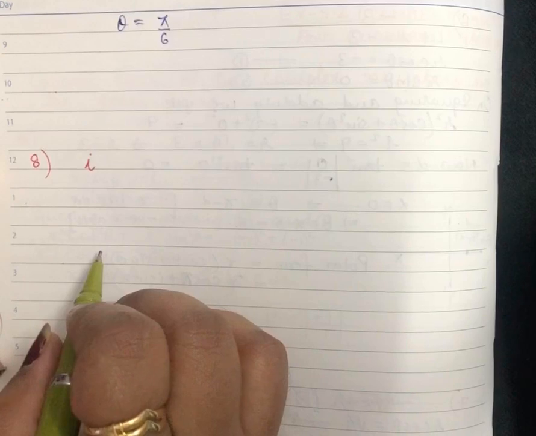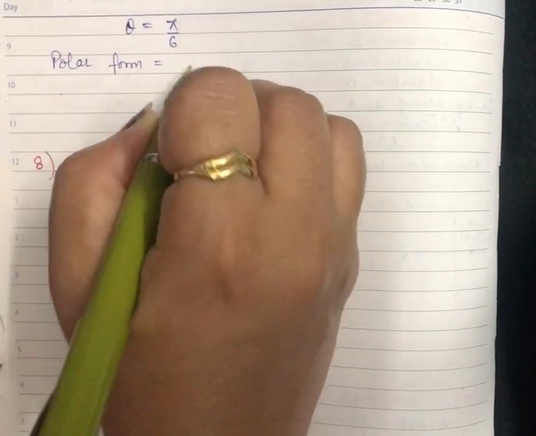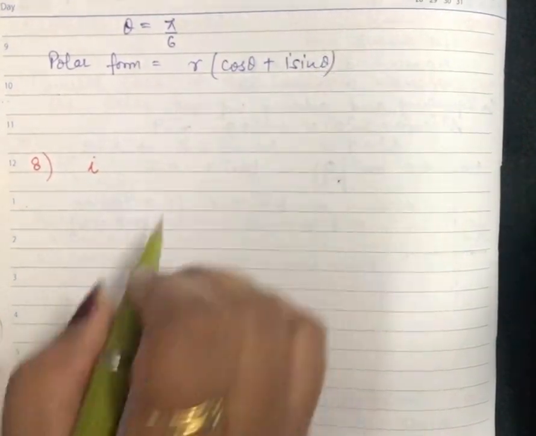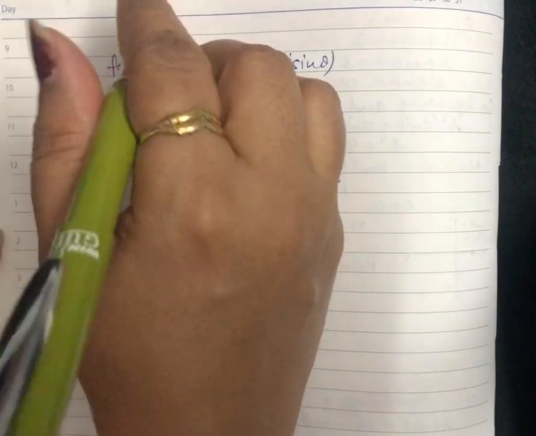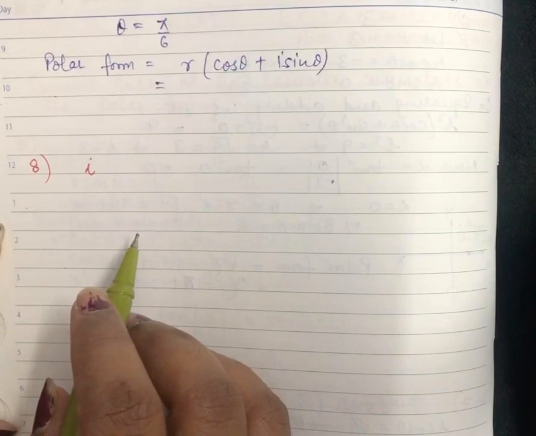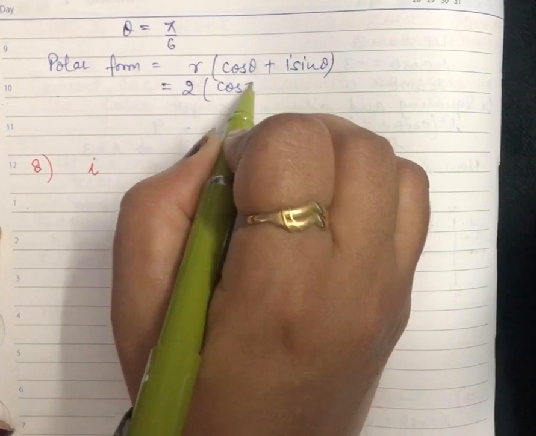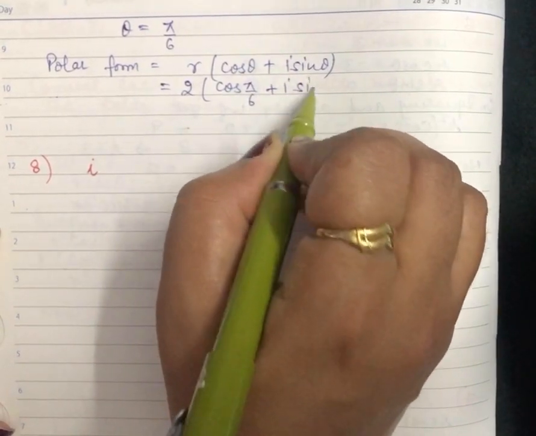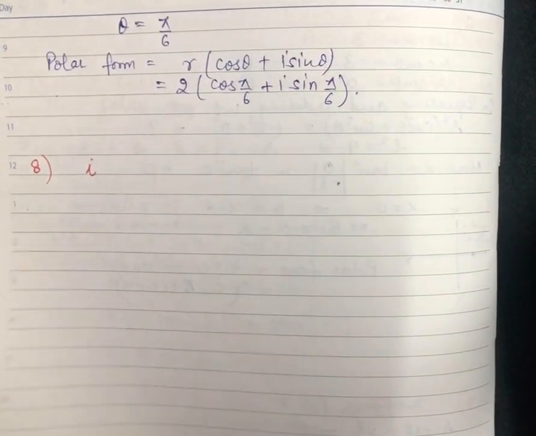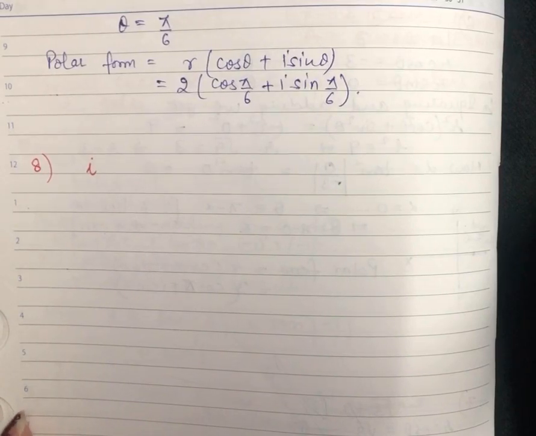So we can say the polar form we can write is r cos theta plus iota sin theta. So it becomes r, the value of r is 2, cos pi by 6 plus iota sin pi by 6. This is the required polar form. This completes the 7th question.